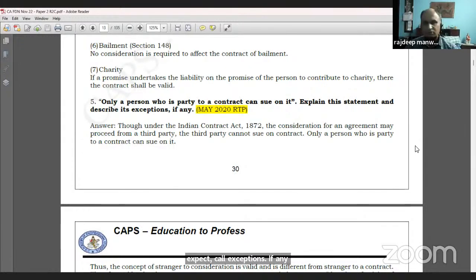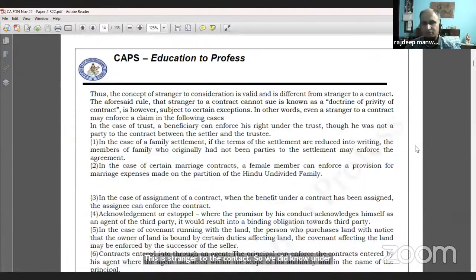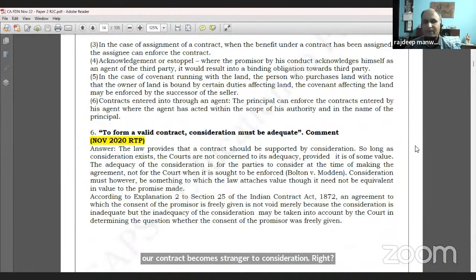Read this. Only a person who is party to a contract... No, this is stranger to the contract. So we did know under what circumstances a stranger to a consideration contract becomes stranger to consideration, right? So we've done family settlement agreements, marriage, correct? Yes, sir. Trustee, beneficiary. Acknowledgement of estoppel. Estoppel. Yeah.